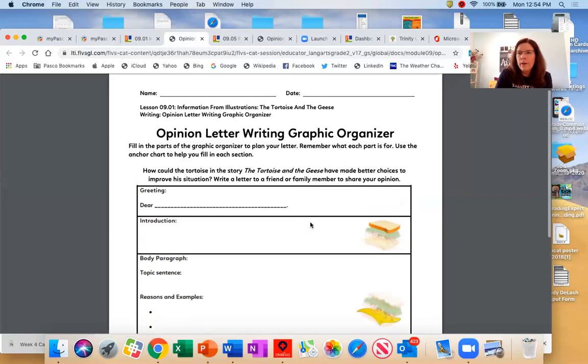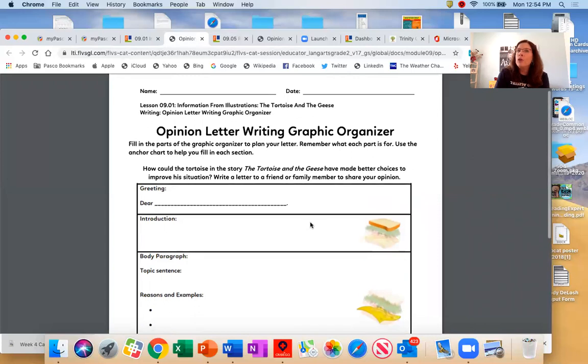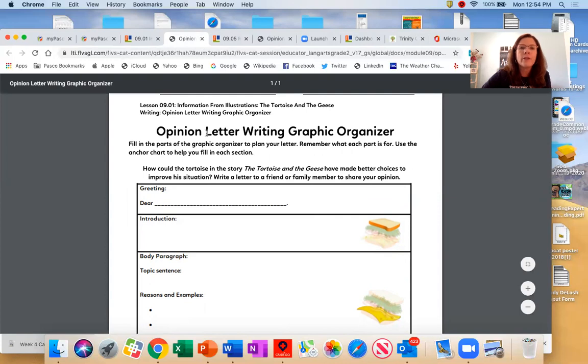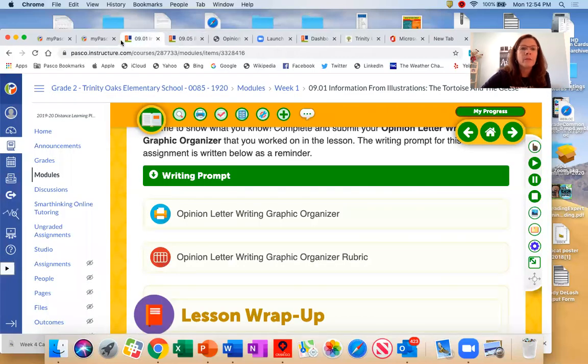This you should already have a copy of. If you perchance did not get this done correctly, now would be the time to get it done during the week before you write your final clean copy. All right, so there's your opinion. That's from week 1. This is an important piece that you need to be looking at.